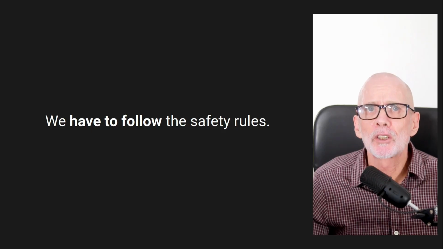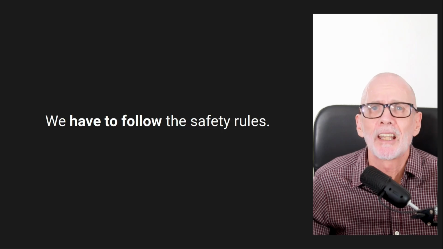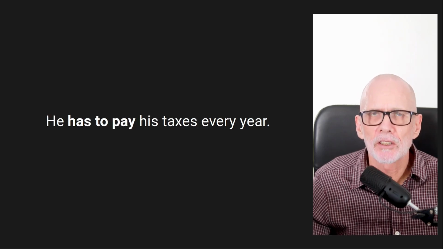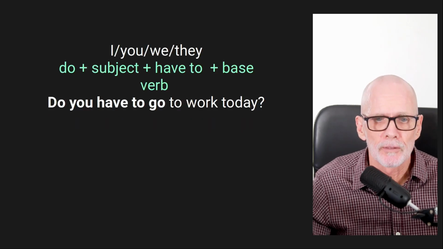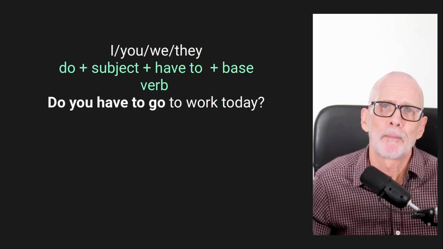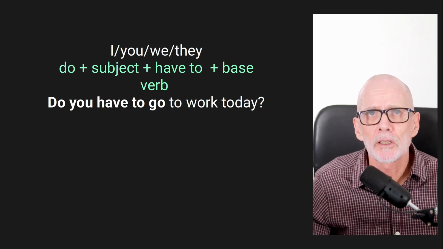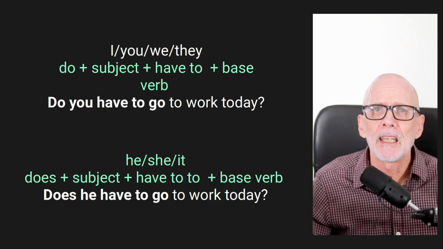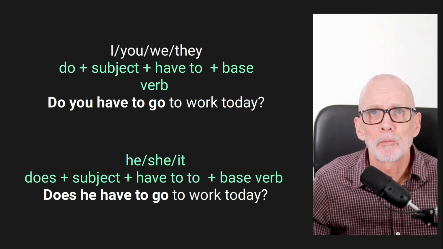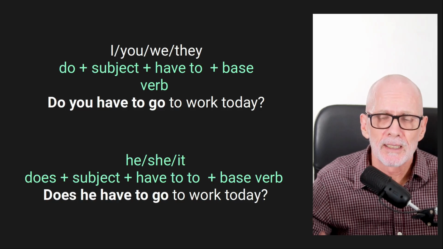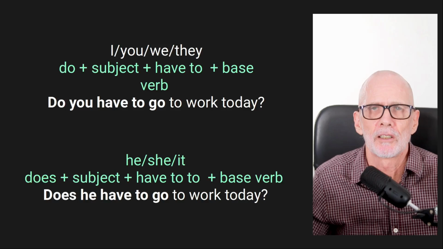So let's look at some examples. We have to follow the safety rules. It's an obligation. He has to pay his taxes every year. It's an obligation. We can also ask questions about obligations using have to. Do you have to go to work today? Or does he have to go to work today? Notice in the third person, it's does he have to, not does he has to.